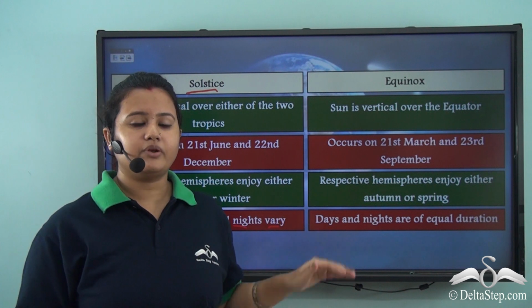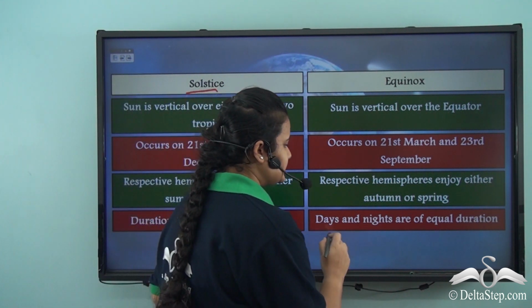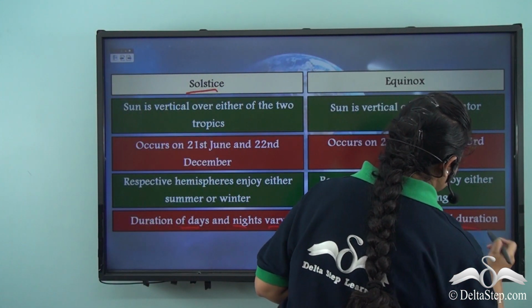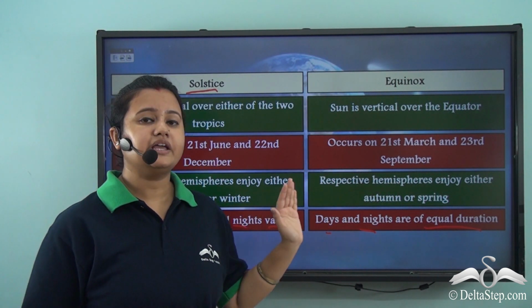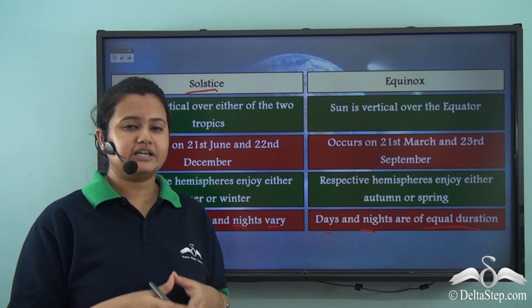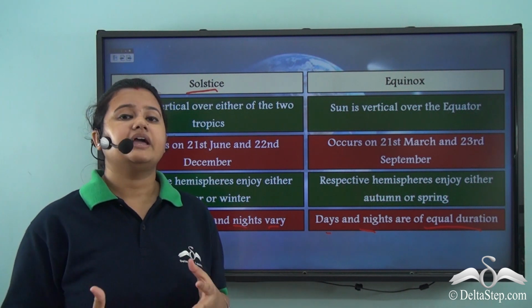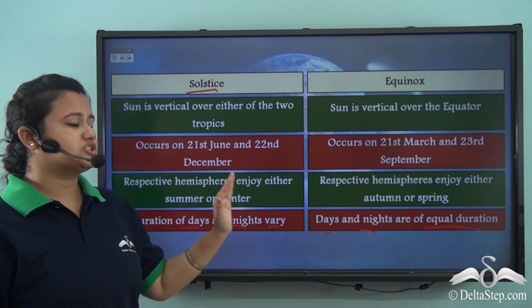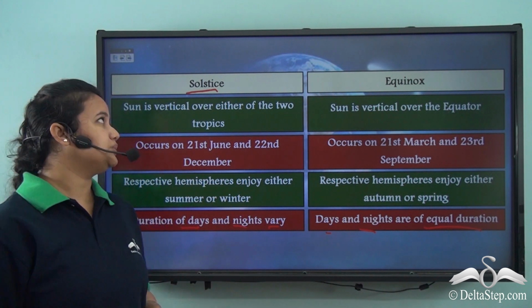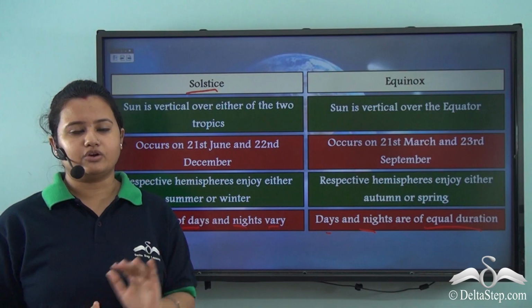Now, coming to equinox, we know that the days and nights are of equal duration, because the sun rays are vertical over the equator. So, the length of days and nights are equal in both the hemispheres. So, these are the important points of distinction between solstice and equinox.